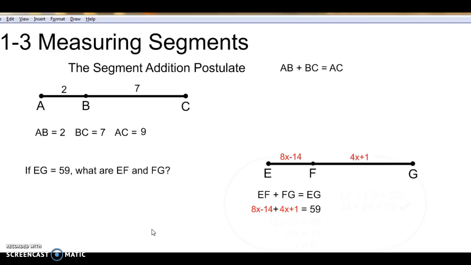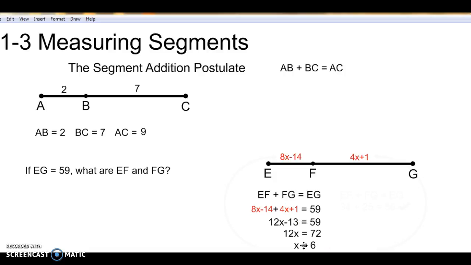Remember that when we solve equations, we first need to simplify each side of the equation before moving terms from side to side. So, I noticed that 8x and 4x are like terms, so I'll combine them for 12x. Notice that negative 14 and 1 are like terms, so I combine them for negative 13. Next, the 59 is lonely, is what I call him, and so he needs a friend. Negative 13 would like to come play. So we add him to the other side, and we get 12x equals 72, and divide by 12 to get 6.